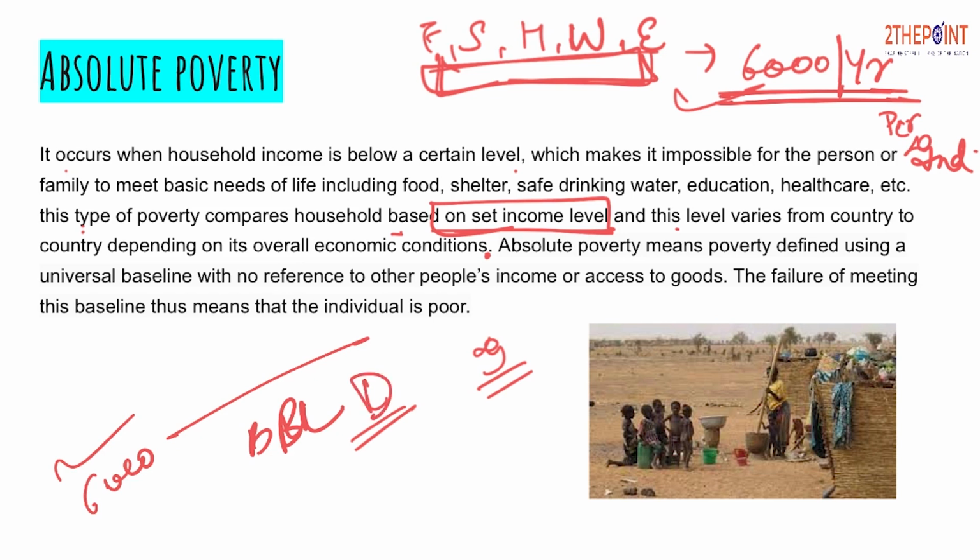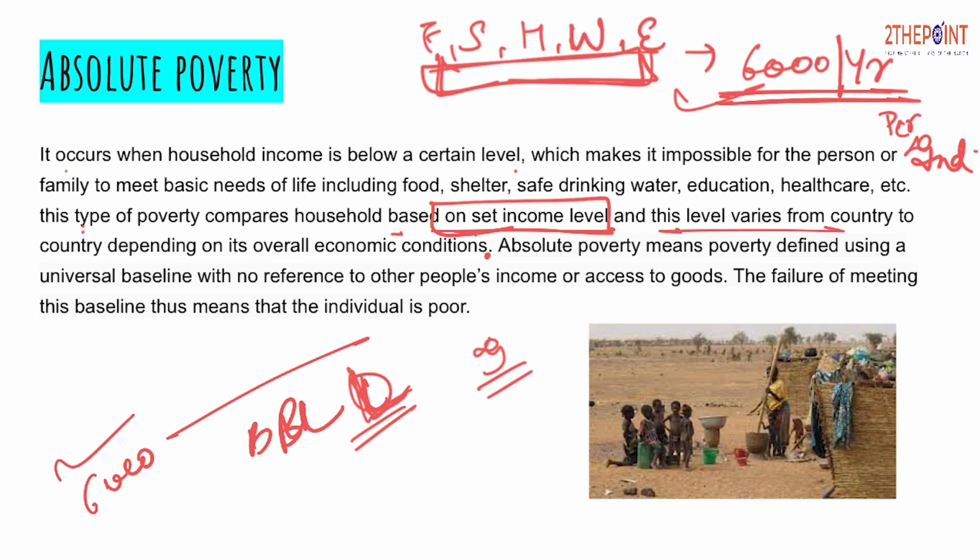For example, something which is considered a luxury in India could be the basic standard of living in London. For example, high-speed internet is still considered a luxury in India, while it is considered a basic amenity in a developed country like London or the USA. So whenever we calculate the set income level, it varies from country to country depending upon the standard of living prevailing in that country. As it is written here, this level varies from country to country depending on its overall economic conditions.